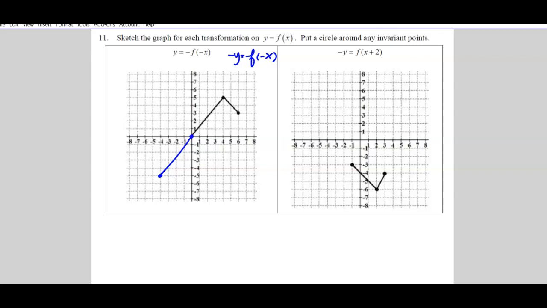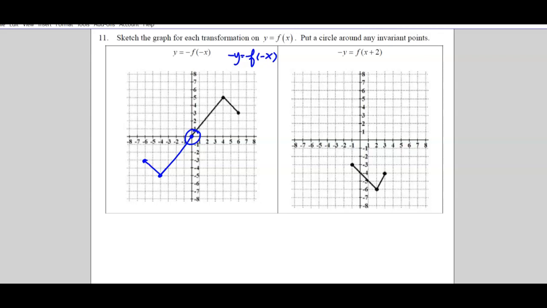Again, use a straight edge. I'm doing it quickly. Here, x is 6 becomes negative 6. Y is 3 becomes negative 3. Okay? It's really the same as a rotation in this sense, rotating that 180 degrees about the origin, but that is a reflection of both. The only invariant point is this one.